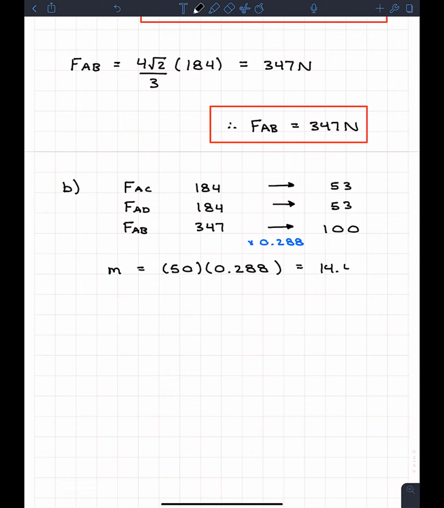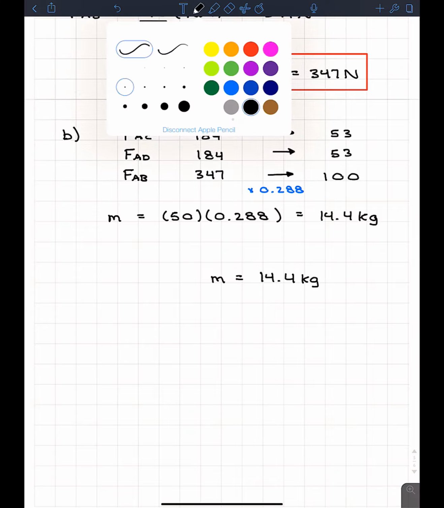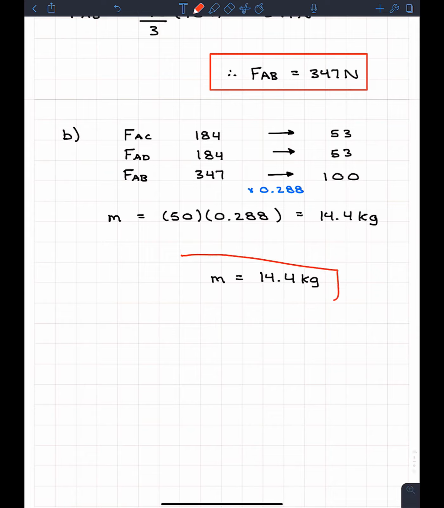So this is the mass of the flower pot when FAB will hit 100, and at that moment FAC and FAD will be at 53. So it's actually that simple. It's worth 2 marks, but the calculations, as you can see, are extremely quick, and you can solve it extremely quick. So that's our final answer. Let's put a nice box around that, letting everybody know this is what I want to mark.